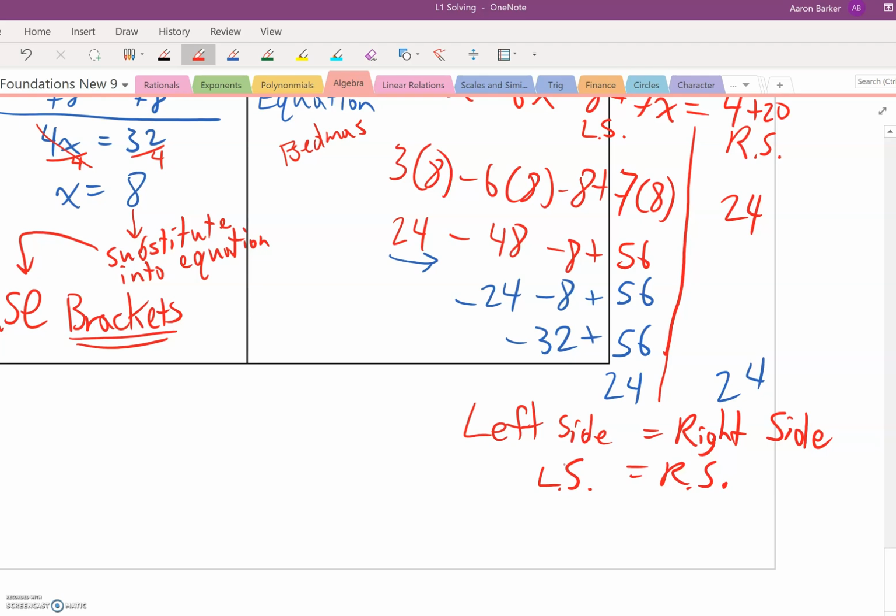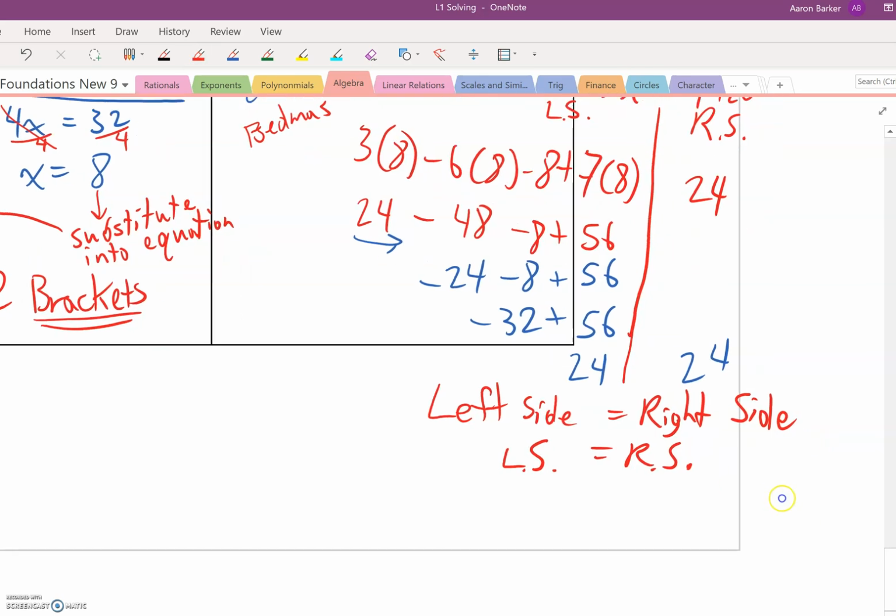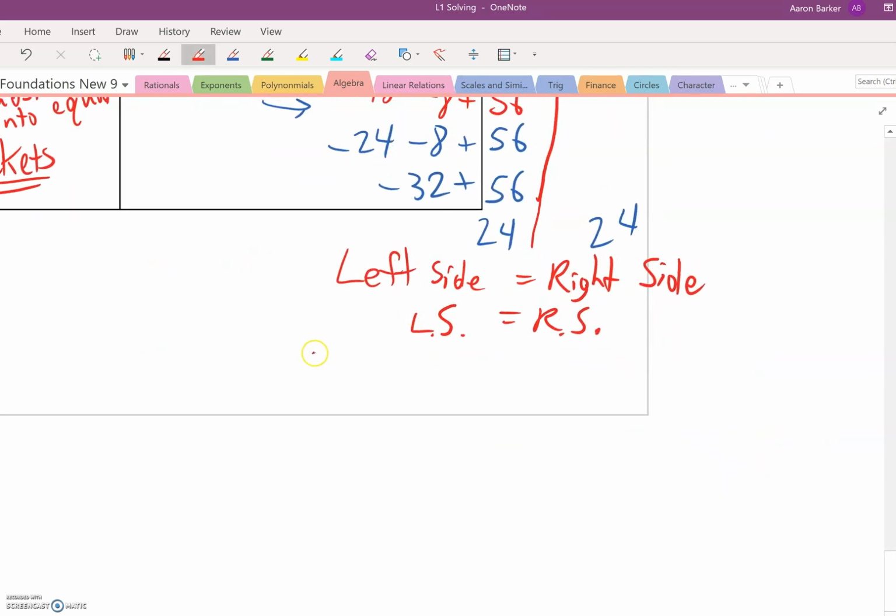Okay, I actually want you to write this down, just not for kicks and giggles. So you write it down, and what this means is that x equals 8 is correct. That is the correct value of x. X does equal 8. There we go. Off to homework.